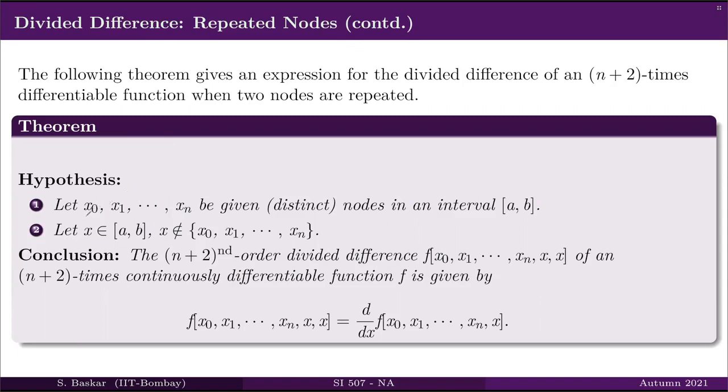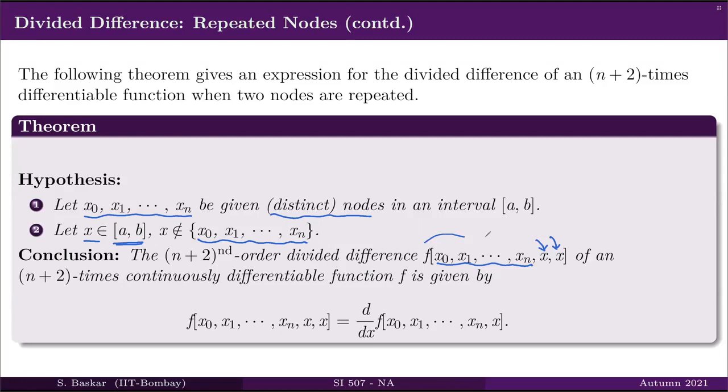You are given n plus 1 nodes, x0, x1 up to xn. They are distinct nodes, and you pick a point x in the interval [a, b] such that x is different from any of the nodes that you have chosen. Then you add x to this set. Remember, x is repeated here. Therefore, you have n plus 3 nodes here.